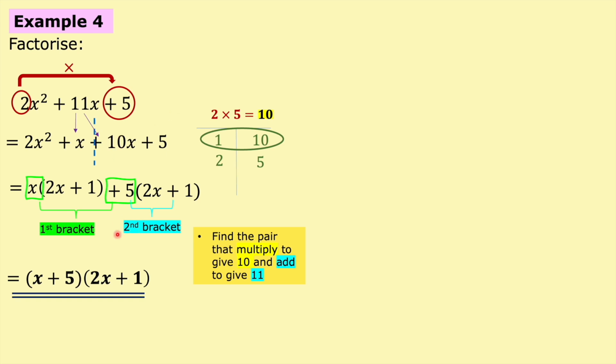What I should have mentioned at the start as well is that it doesn't matter if you have your brackets round the other way. So if you have 2x plus 1 in the first bracket and x plus 5 in the second bracket, it doesn't matter which way round they go.